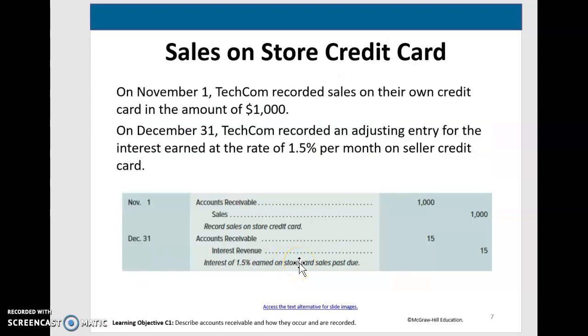Let's talk about sales on store credit card. Here you can see that we have the sale coming through and we record it as an accounts receivable because we'll receive the money from the credit card company. So accounts receivable is debited for $1,000 and we credit sales, and we have a 1.5% per month interest on the store credit card. So on December 31st, we recognize that interest revenue on the balance that has not been paid.